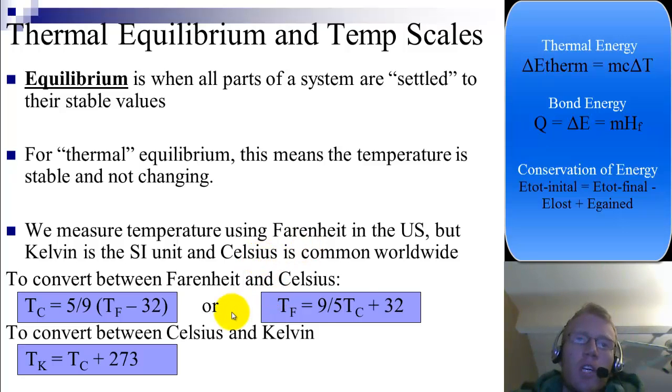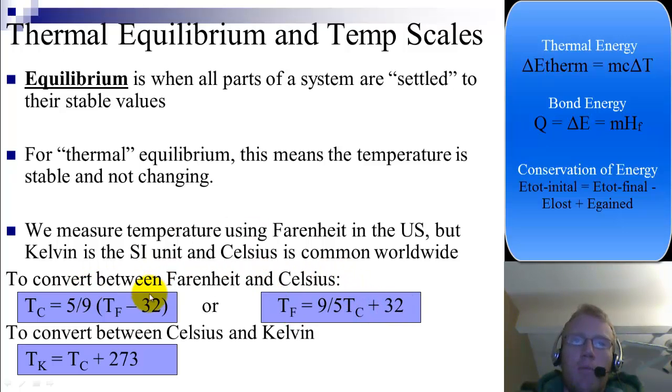The way you can convert between these temperatures is given by these three equations. If you have the temperature in Fahrenheit, TF, and you want the temperature in Celsius, you first subtract 32, and then you multiply by 5/9. To go the other way, you do it in the opposite order, so just solve this equation for TF. First multiply by 9/5, which is the opposite of multiplying by 5/9, and then add 32.